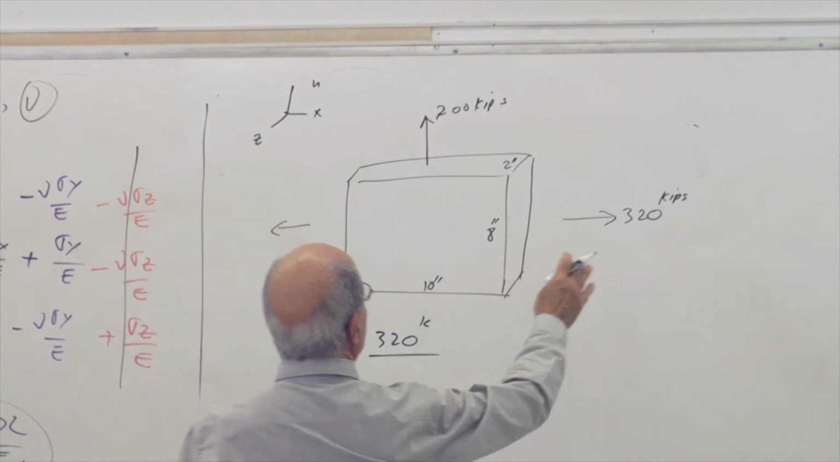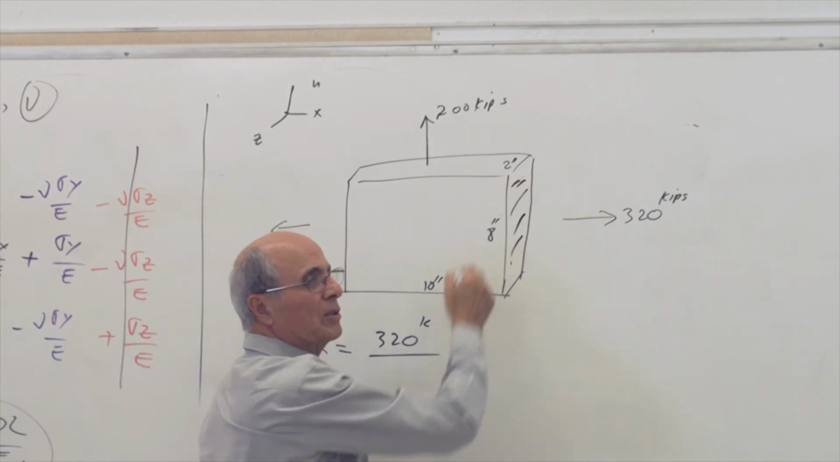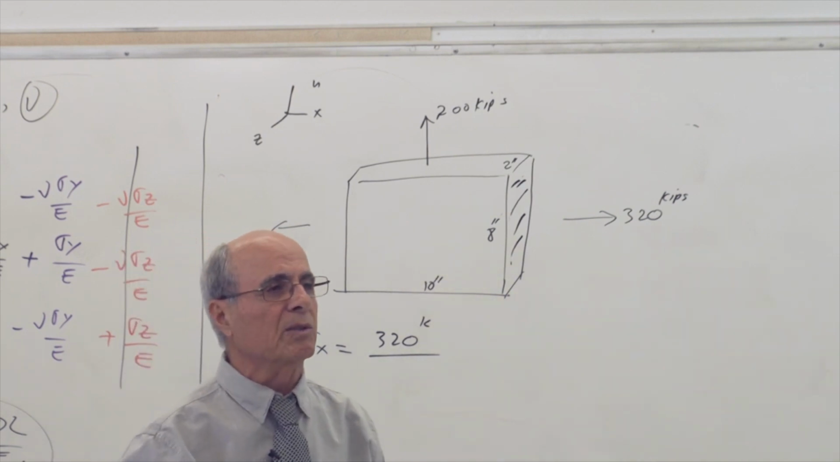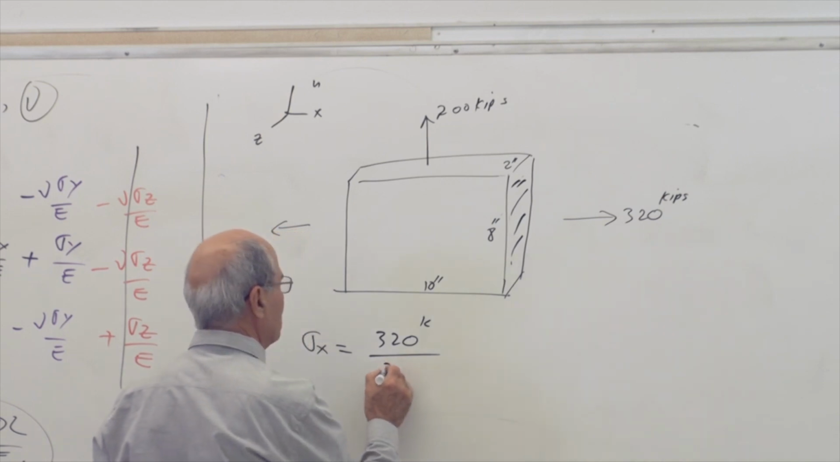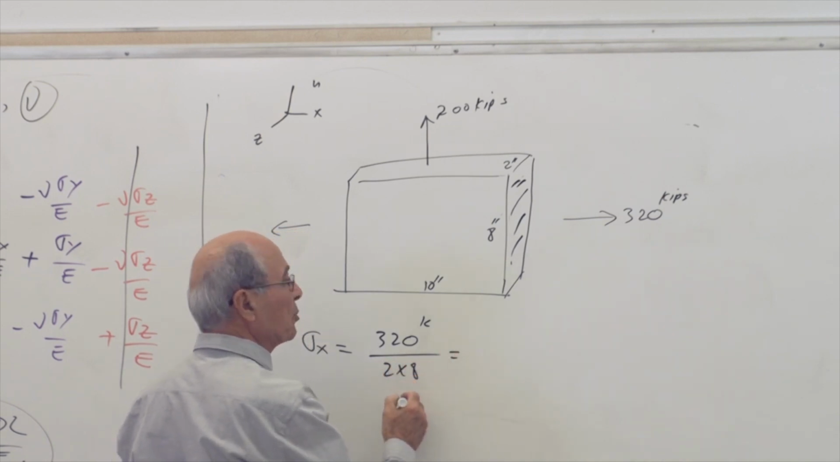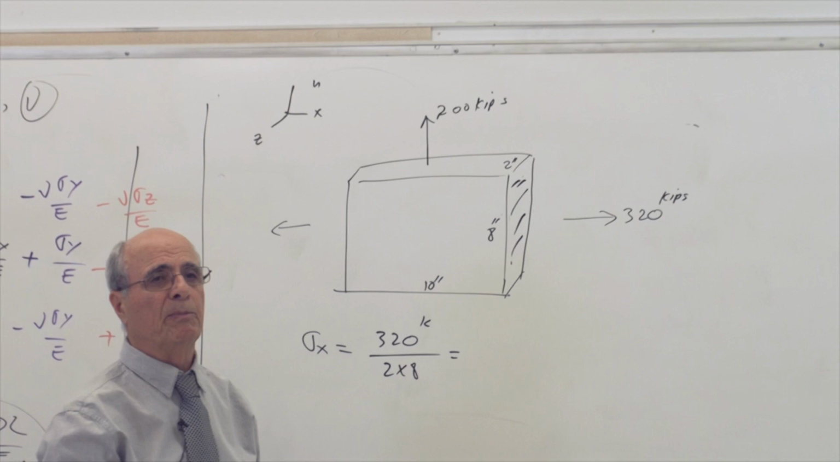Perpendicular. This is perpendicular to this plate. Yes or no? That's the area which is resisting that load. Correct? Yes? As we have done it in the past. So 2 times 8. If you don't get this one, you have to go back to lecture 1. I'm sorry to say that.